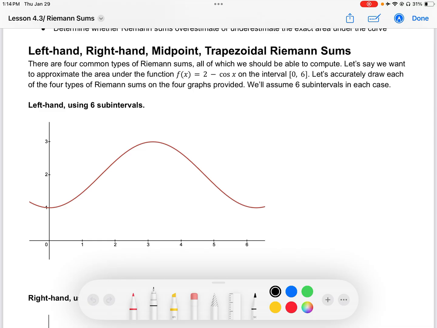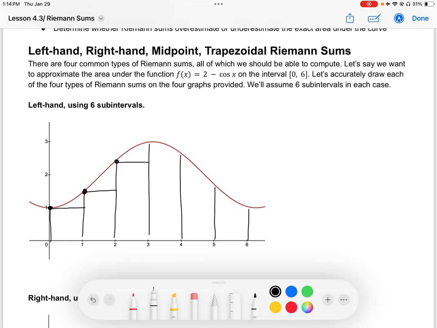So first of all, we're going to start with a left hand using 6 subintervals. Remember, we're going from 0 to 6. So our subintervals, if we have 6 of them, are going to be every 1 unit, of course, starting at 0. So that should give us 1, 2, 3, 4, 5, 6 subintervals. Now, if we're going to do a left-hand sum, we're using the left-hand side of the subinterval as the height for that rectangle.